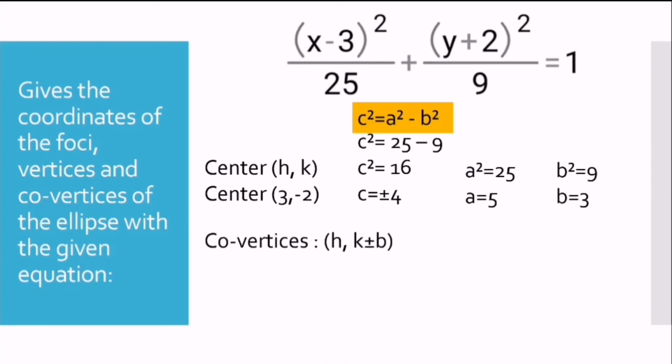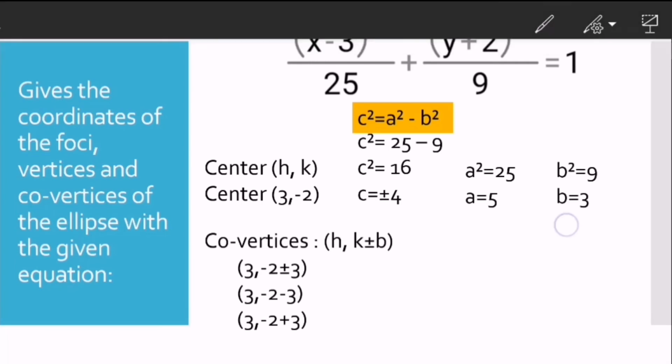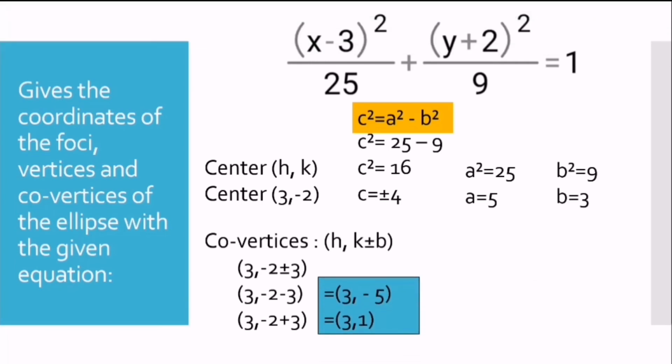Last, let's find the co-vertices. Ang coordinate ng co-vertices ay h, k plus or minus b. So, let's substitute again. 3, negative 2, and then our b is 3, so plus or minus 3. So let's separate again. Meron tayong dalawang equation. 3, negative 2 minus 3. And 3, negative 2 plus 3. So let's simplify. So our co-vertex 1 is 3, negative 5, and co-vertex 2, 3, 1.